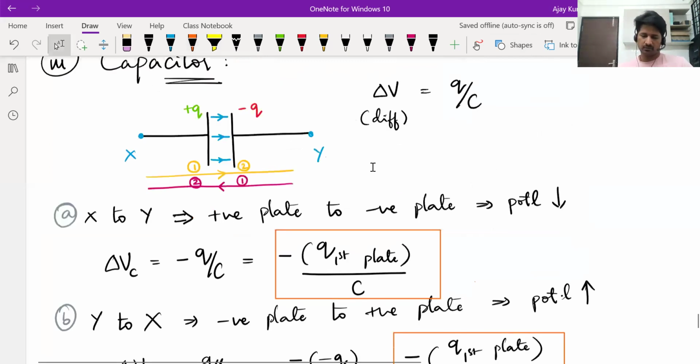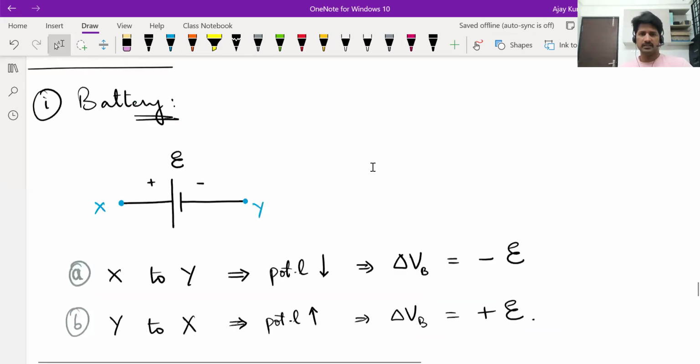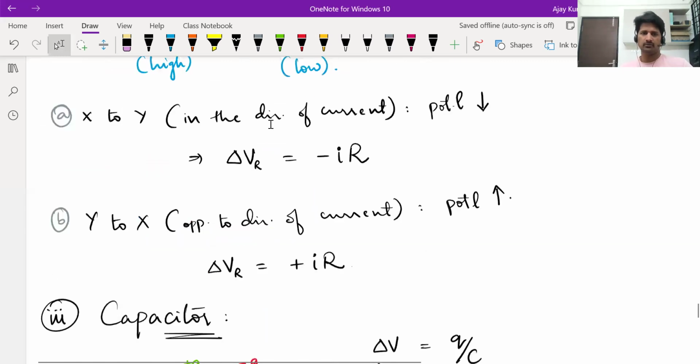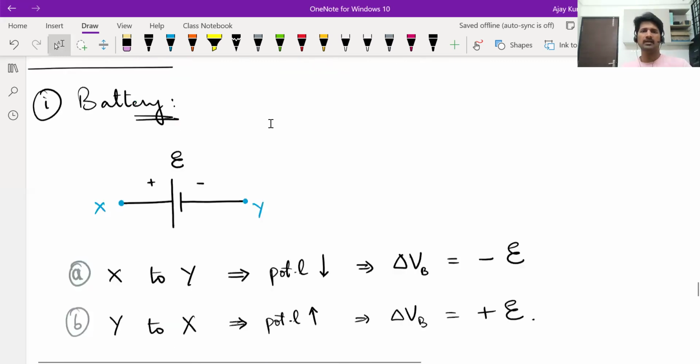Right. So this is how you write potential changes across batteries, resistors, and capacitors. This is very, very useful. If you know this only, you can apply KVL properly. Let us do that in one or two cases now.